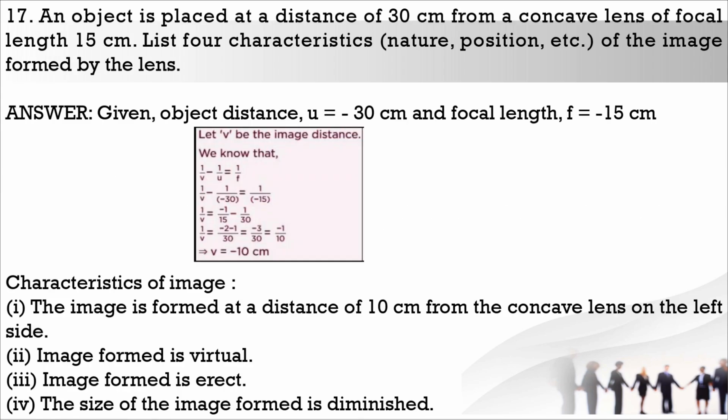Question number 17. An object is placed at a distance of 30 cm from a concave lens of focal length 15 cm. List 4 characteristics of the image formed by the lens. It's a numerical. Given object distance is minus 30 cm and focal length is minus 15 cm. We can solve using 1/v minus 1/u is equal to 1/f. After solving, we get image distance v equal to minus 10 cm. Characteristics of image: the image is formed at a distance of 10 cm from the concave lens on the left side. Image formed is virtual. Image formed is erect. Size of image is diminished.